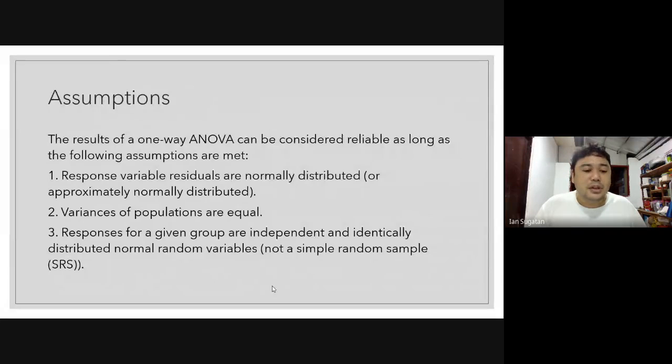Number two, variances of populations are equal. And number three, the responses for a given group are independent and identically distributed normal random sample variables. It means a simple random sample, that is a term we call SRS.